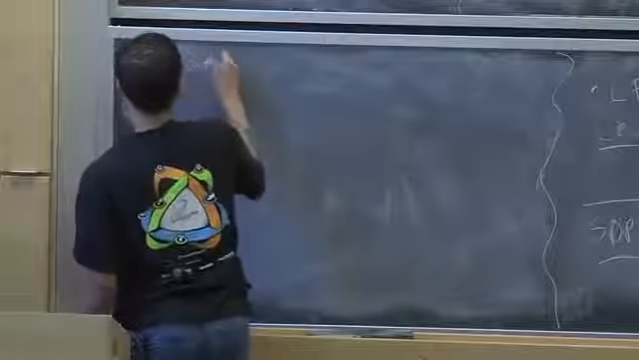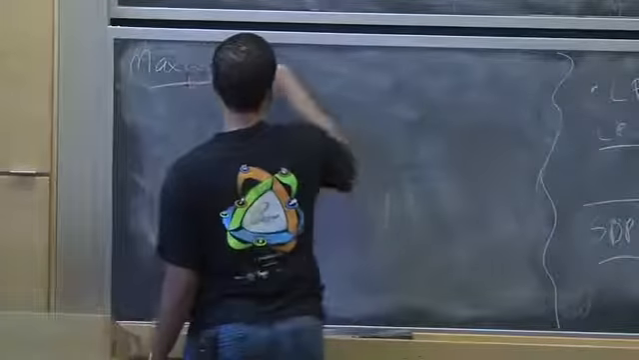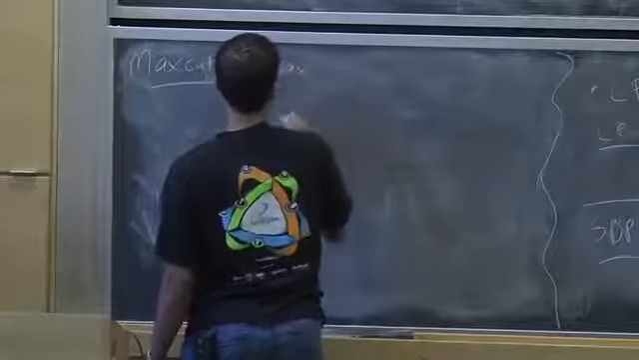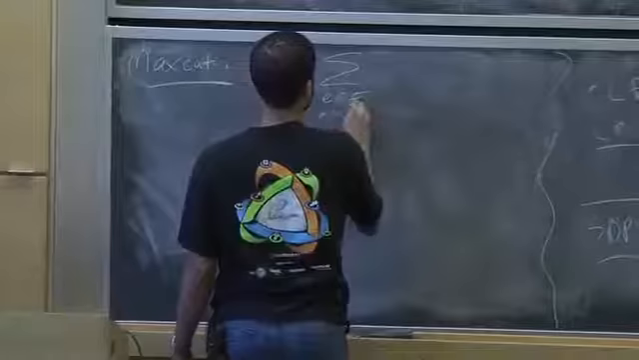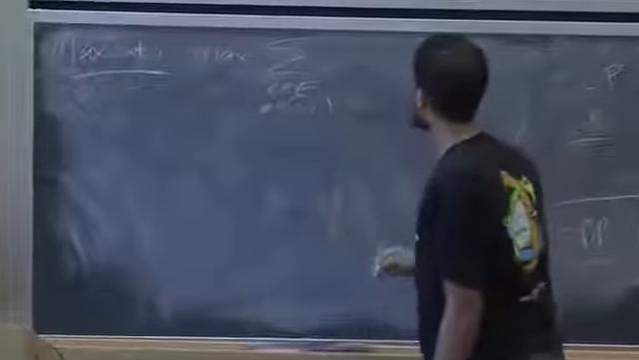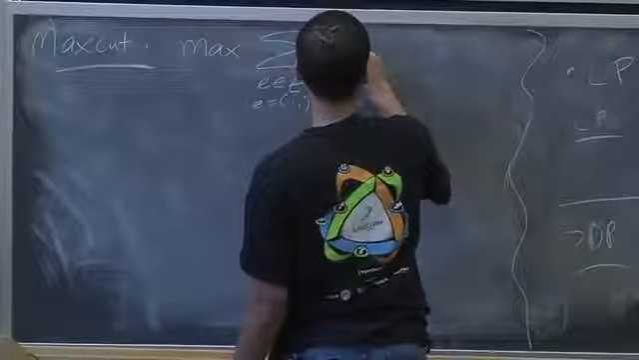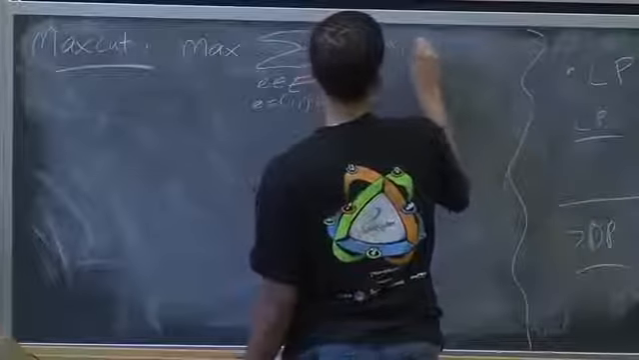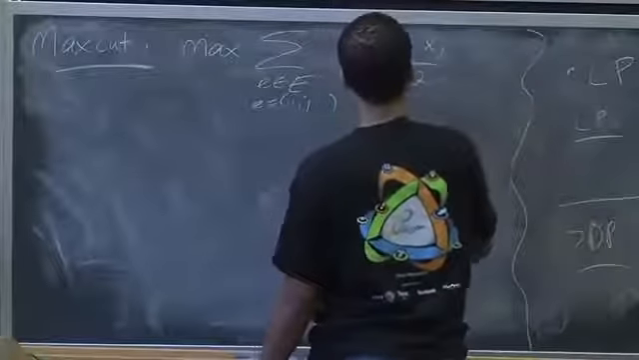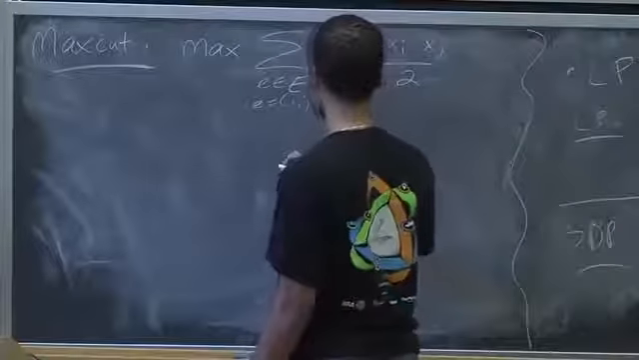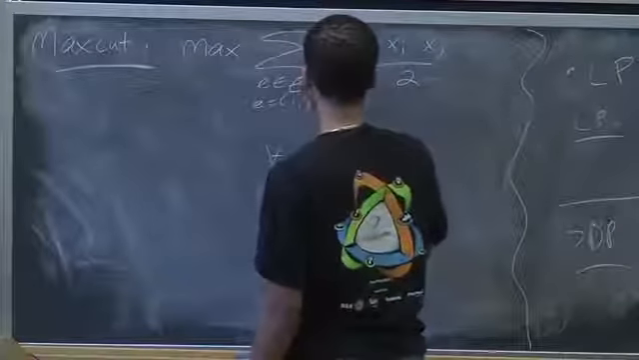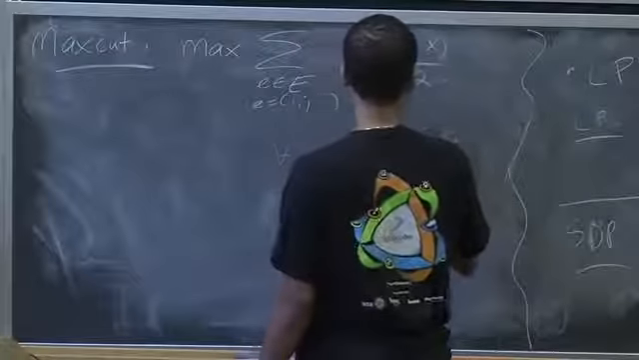Okay, so max cut, we can write it as a quadratic program. We want to maximize the sum over edges (i, j) in E of, I think, 1 minus xi times xj over 2. So the point is, and here, for all i, xi is in the set {minus 1, 1}.